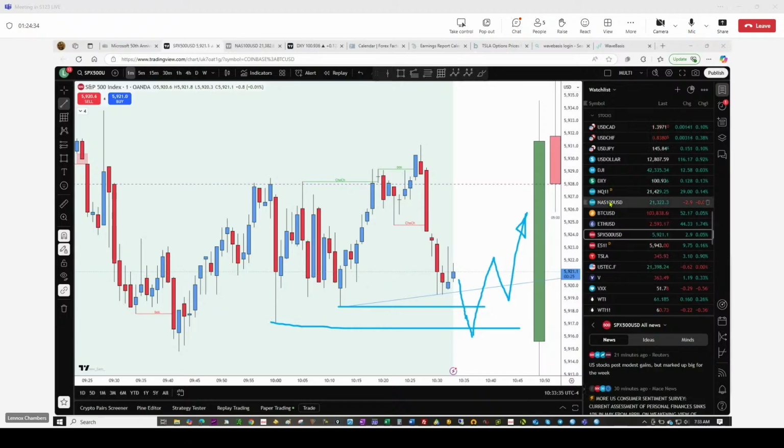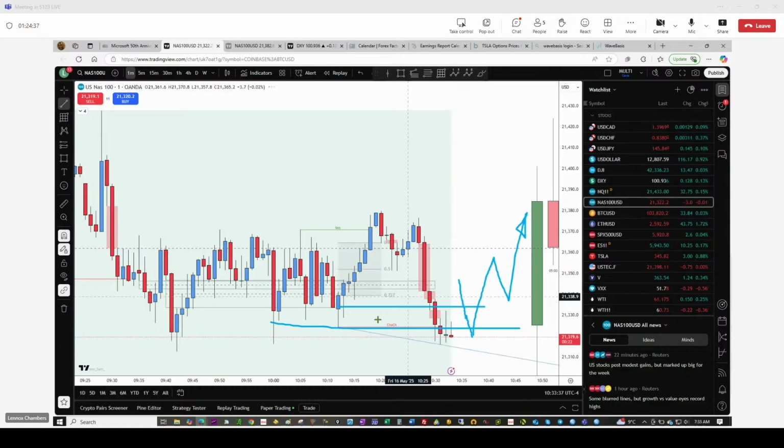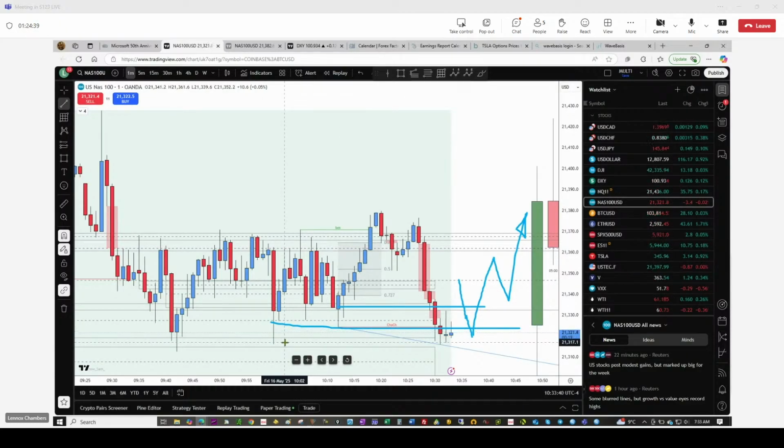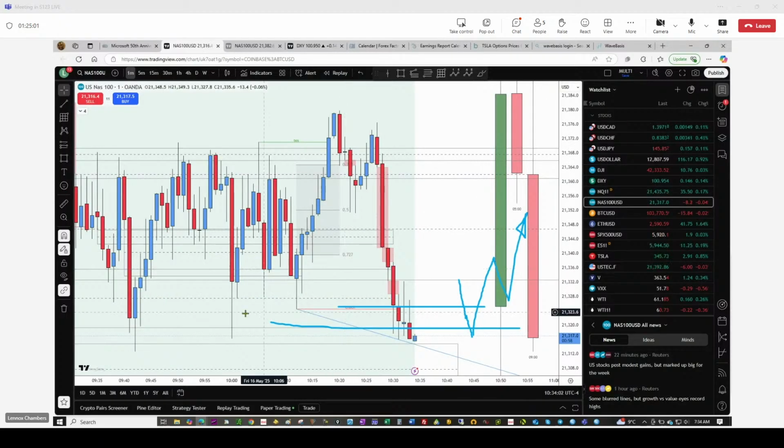So the NAS has taken both lows, it looks like. Or it's a tie. 316.2. This low is 316. Yeah, so they did break the low. So there's only one low left. That's this guy over here. So will they take this low over here? That looks likely as well.